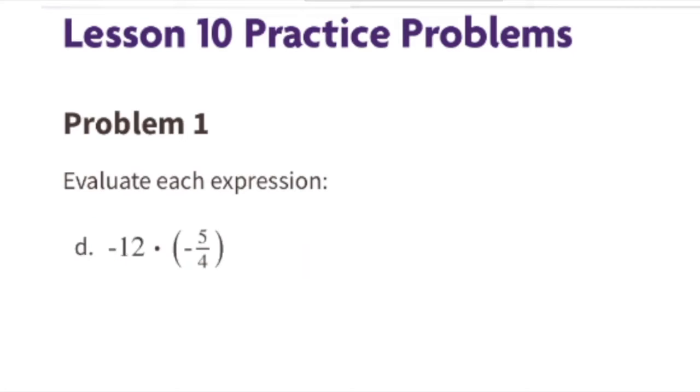D. -12 times -5/4. This is almost exactly the same as the last one, except for this is a negative times a negative, so the answer is going to be a positive. We can cross cancel again. 4 divided by 4 is 1. -12 divided by 4 is -3. And we can rewrite the expression as -3 times -5. So negative times a negative is a positive, and 3 times 5 is 15, so the value for this expression is +15.